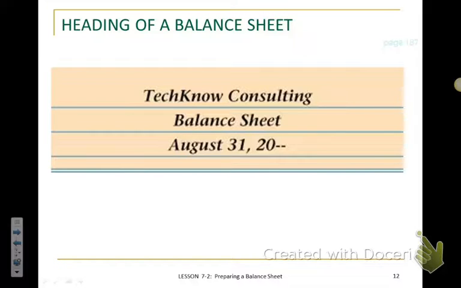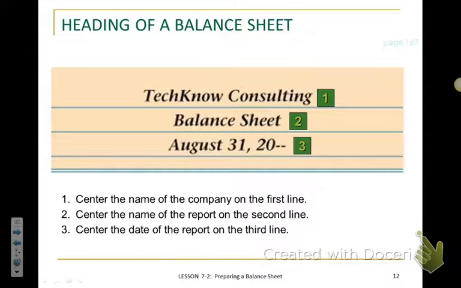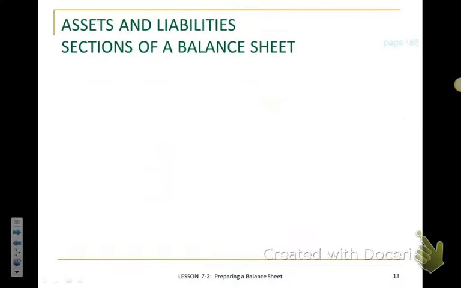And again, we start with the heading. We're going to put the name of the company and the title of the financial statement. And now in this one, you'll notice that there is no "for the period" or "for the month" or whatever. It's just the specific date. It is not for a period of time. It's as of a specific date. And again, that information is all centered.